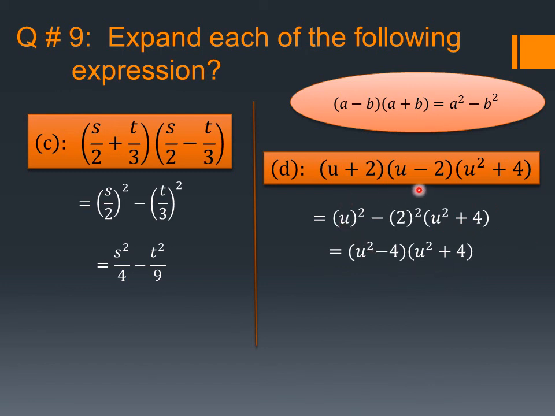The first two brackets after applying the formula will become u square minus 4, and the third bracket is u square plus 4. Again, you can see we are having the same digits inside the brackets, but the signs are changed, u square minus 4 and u square plus 4. We will again apply the same formula of difference of square. The only difference is we are having a square inside the bracket. So a is u square and b is 4.